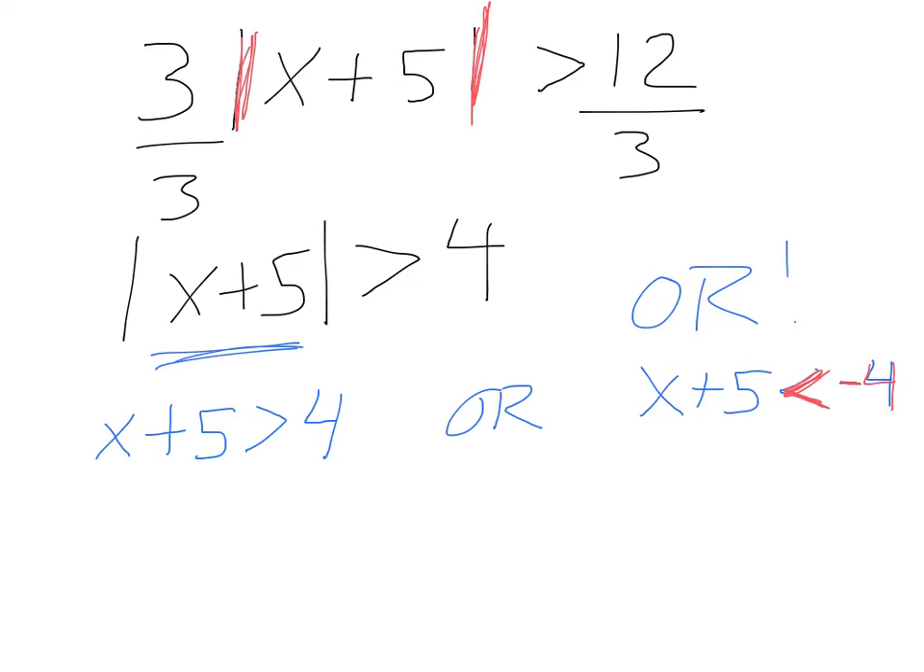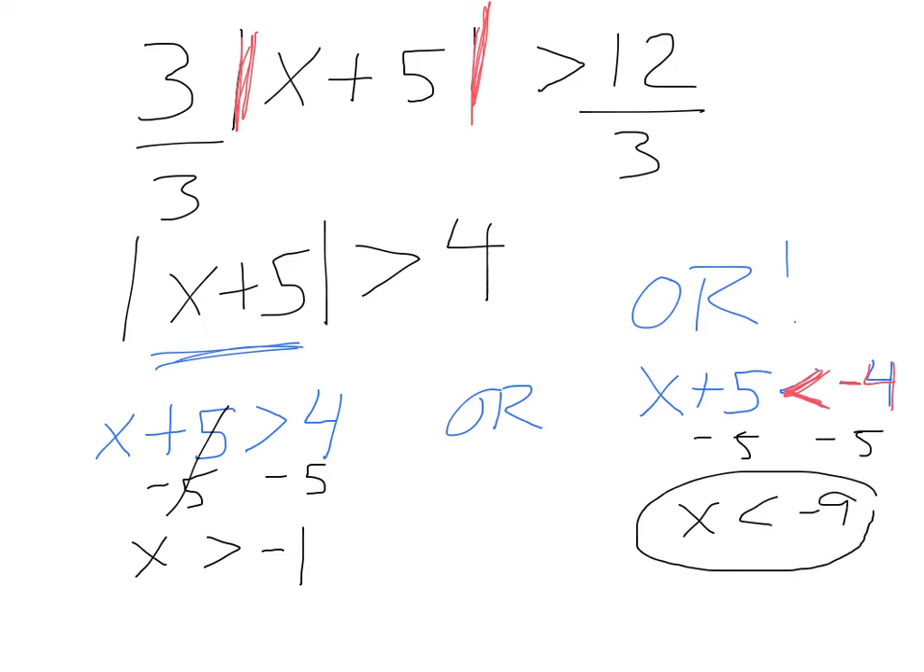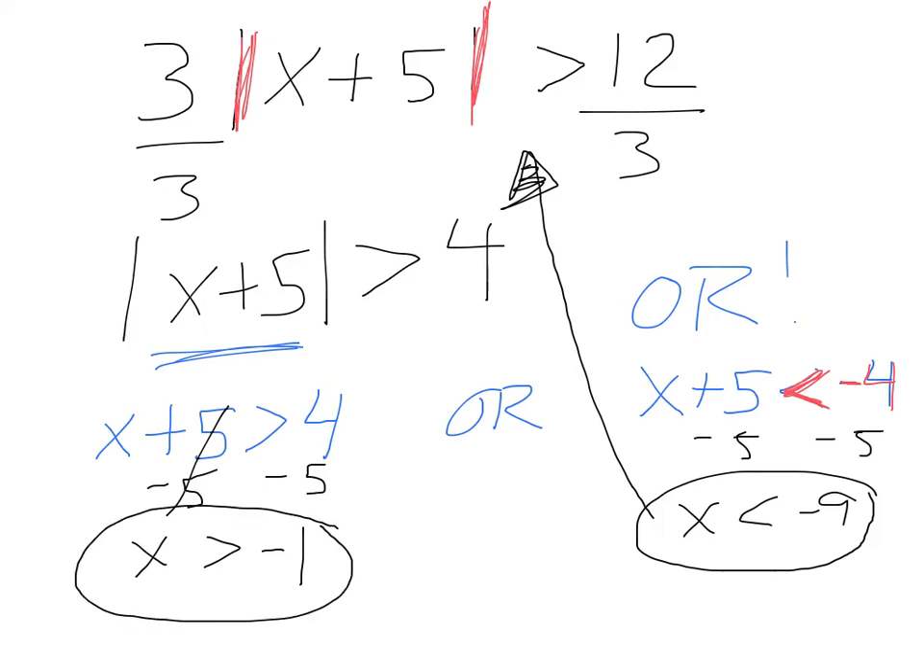If you solve each of these, you'll have some solutions that work. X, as we see it over here, is going to be more than negative 1. And over here you can see that x will be less than negative 9. So if you were to take a number that's less than negative 9 and plug it in the original inequality, you would get a true statement. Also, if you were to take a number that's bigger than negative 1, like 0, 1, 2, plug it into the original inequality, you would get a true statement.